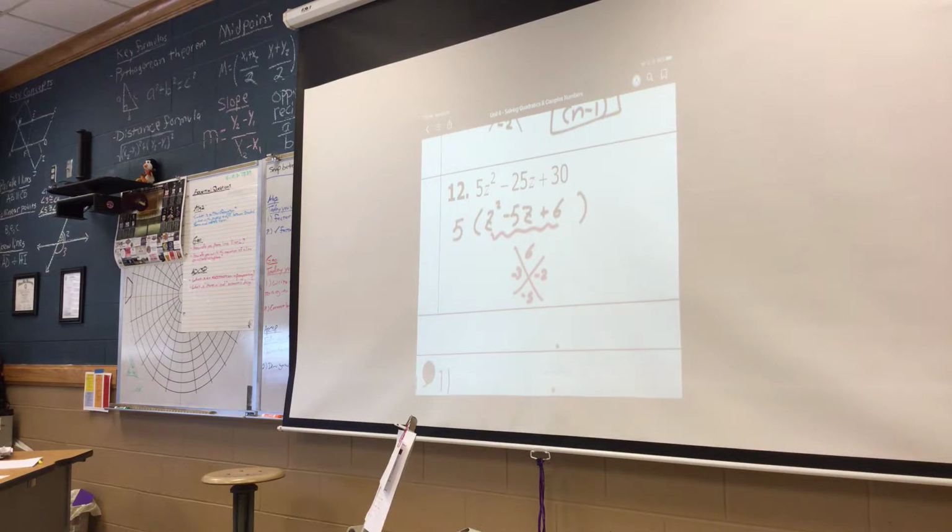So your factors is 5, z minus 3, z minus 2. I simplified it without even having to simplify it. Before long, you'll get to where you can. You will.